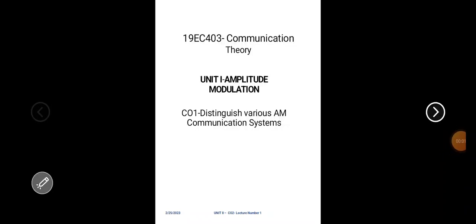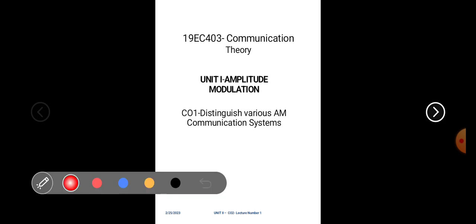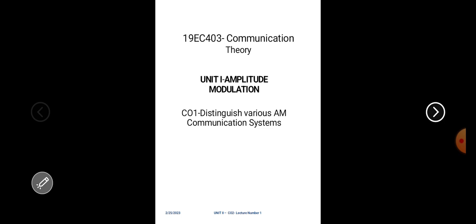Hello students, today we are going to discuss Unit 1, Amplitude Modulation. The course outcome of the first unit is to distinguish various amplitude modulation communication systems, in which generation and detection of AM modulated signals can be studied and their corresponding applications can be studied.